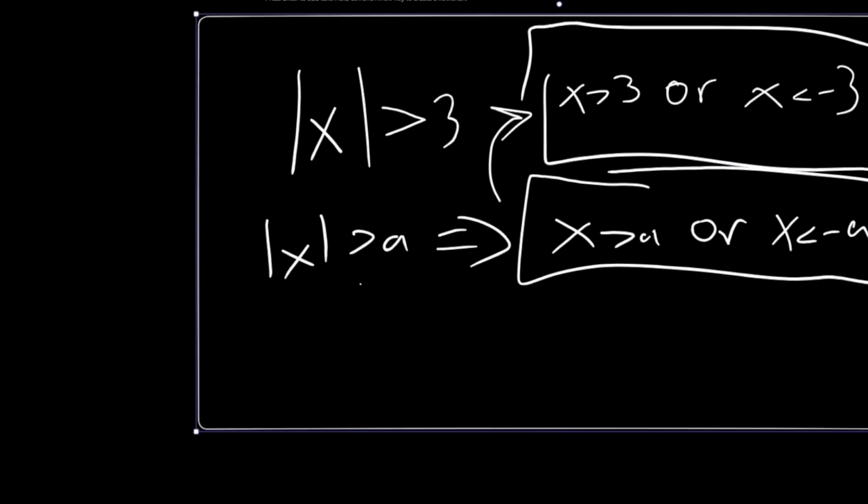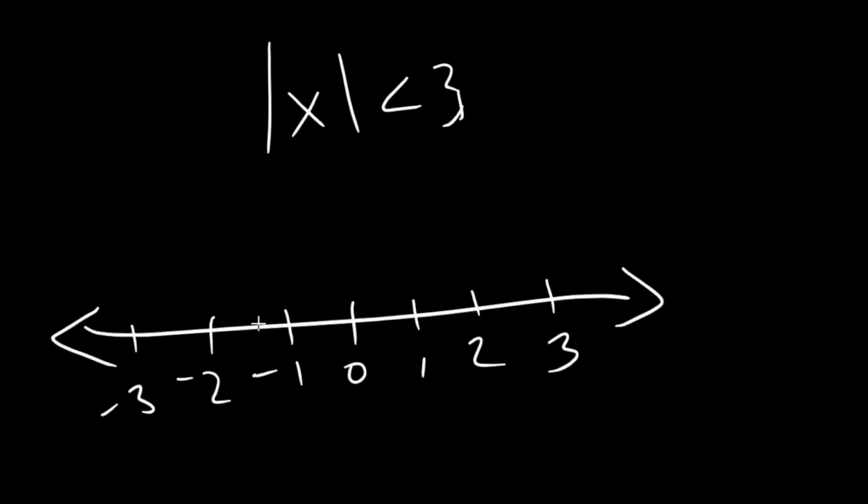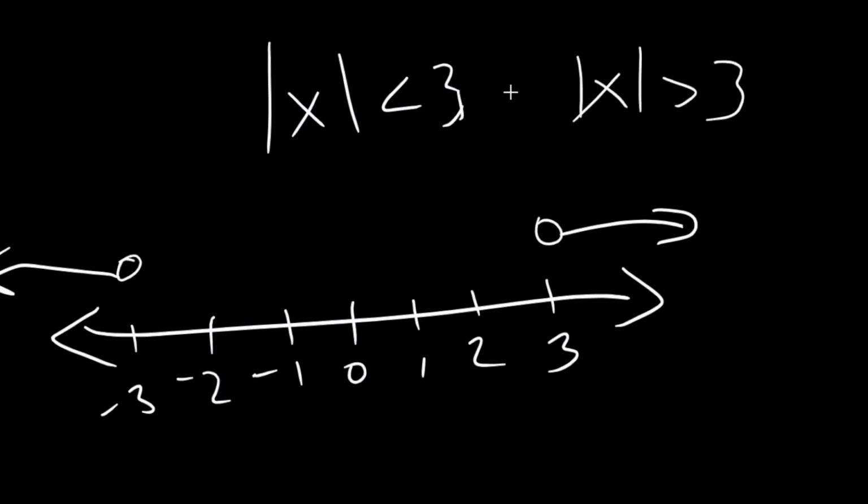Okay, so that's the greater than case. Let's look at the less than case. Here we have the absolute value of x is less than 3. From the greater than case, we know that you take this, shade it to the right, take this, shade it to the left. And the absolute value of x less than 3 and the absolute value of x greater than 3 are going to be opposites of each other.